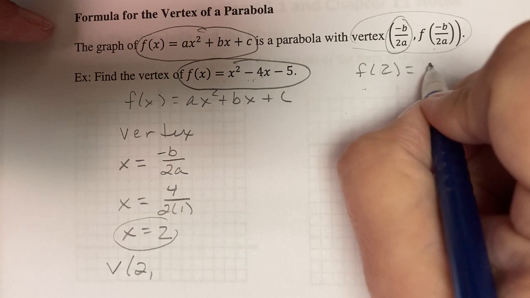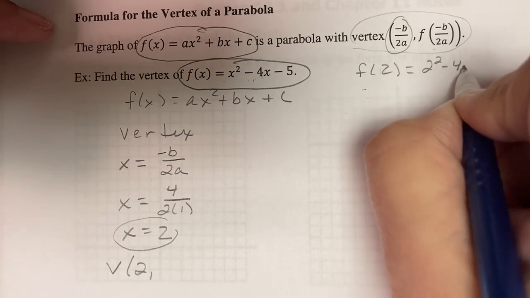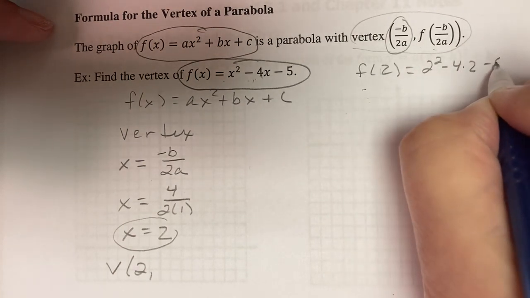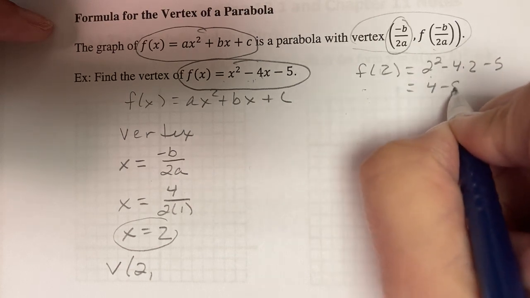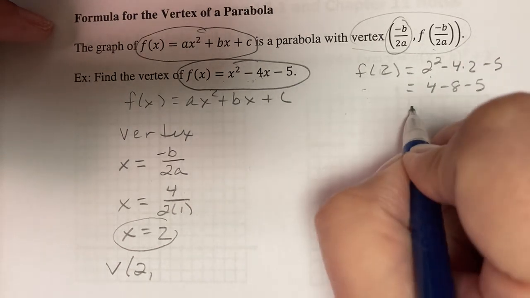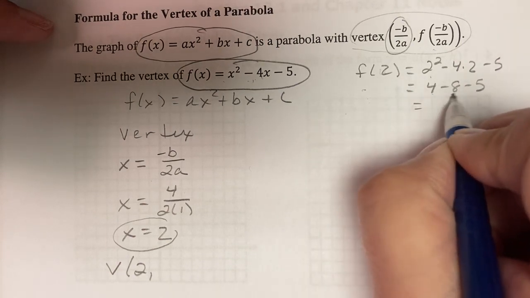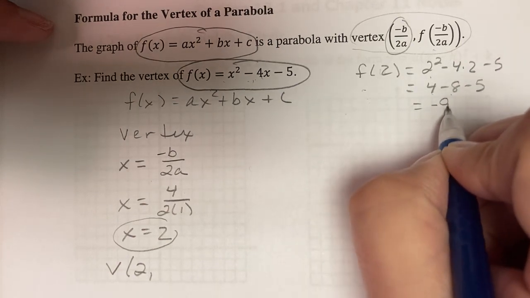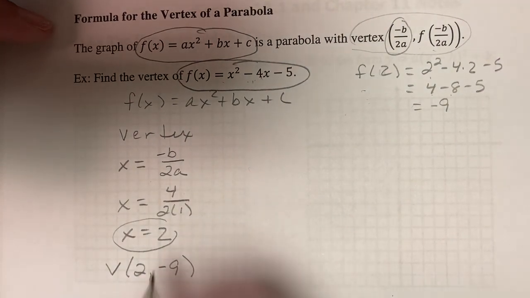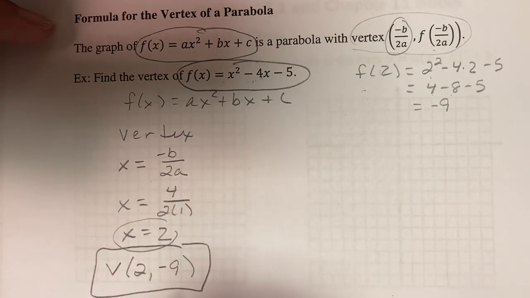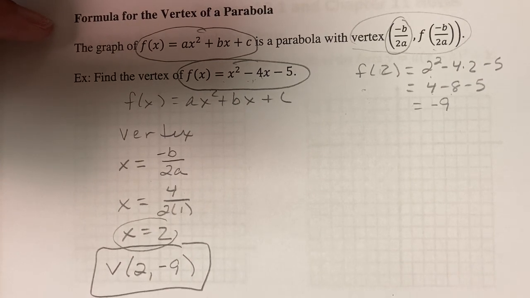It's going to be 2 squared minus 4 times 2 minus 5. 2 squared is 4, minus 8, minus 5. 4 minus 8 is negative 4, minus 5 is negative 9. And that would be the y of my vertex. So now I have my vertex, and I found that without putting it in that other form.